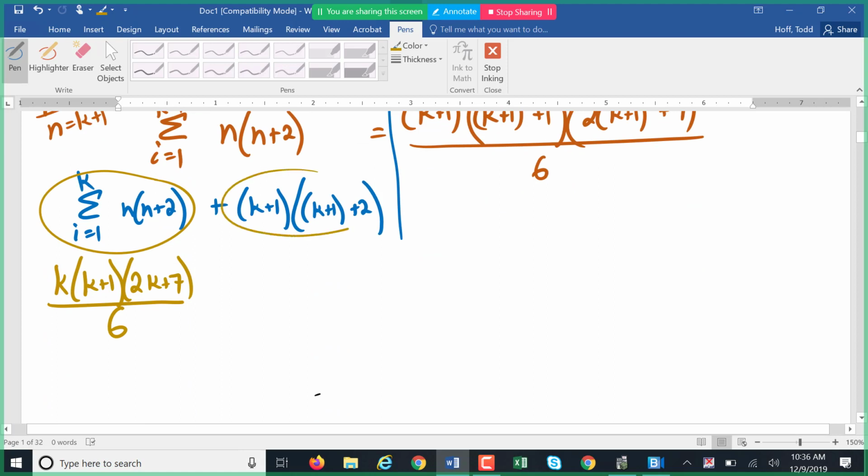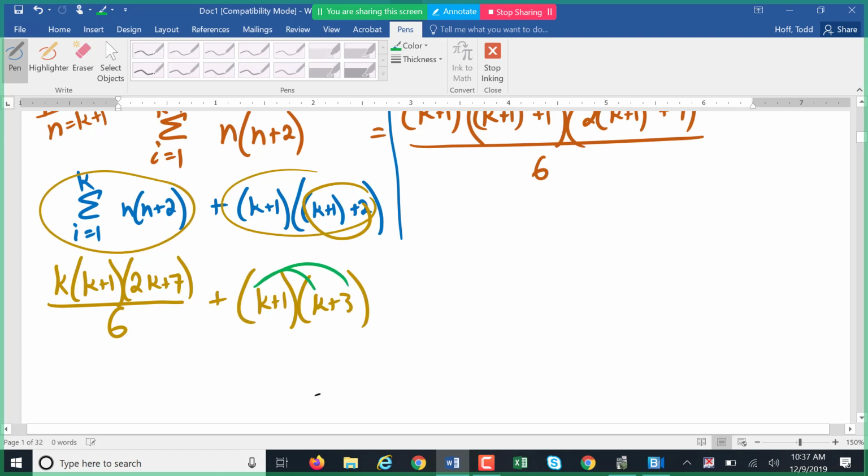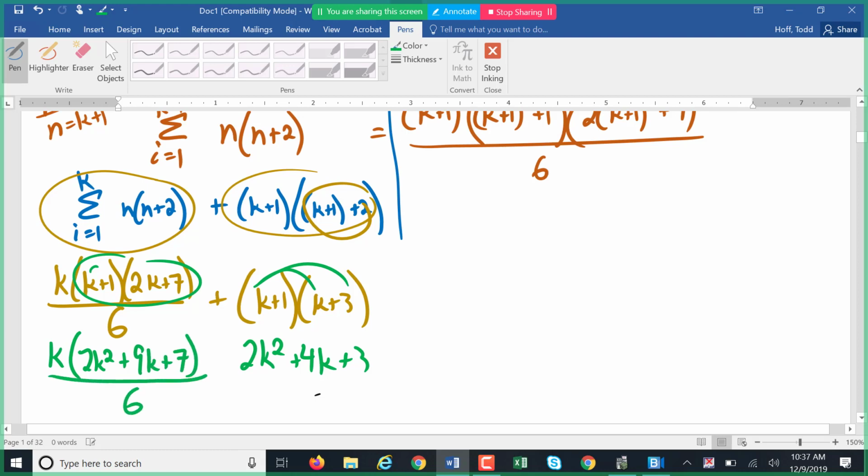This here, we're going to do some algebra on it. The k plus 1 doesn't change, but we're going to combine here to make that k plus 3. We FOIL this out, I'm just going to do a shortcut. That is 2k squared plus 4k plus 3. Over here, let's FOIL this out. k times, I'm going to FOIL these two. That's going to be 2k squared plus 2k plus 7k, 9k plus 7 over 6.